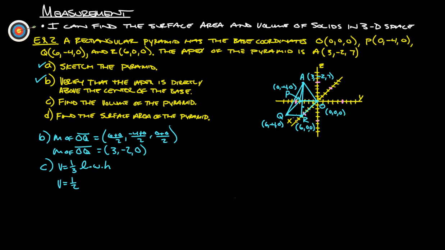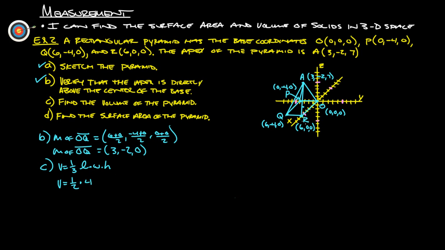Say the length here, the distance between Q and R. We can use the distance formula, but we can see that the 6's are the same, the 0's are the same. The only thing that's different is it's from 0 to negative 4. So we know that that length has got to be 4.